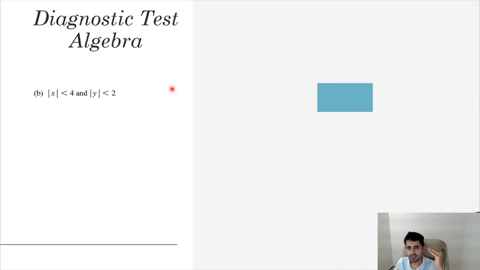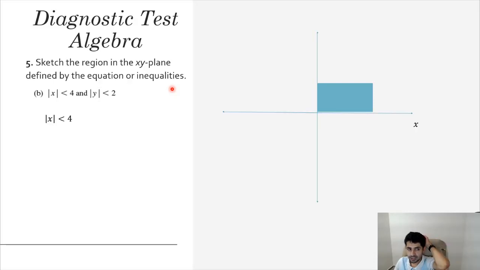Okay, let's move to the next one. B is the absolute value of x smaller than 4 and the absolute value of y smaller than 2. When we have this one smaller than 4, first important thing, I put the dotted line, which means it's not bounding, it's not included in the answer. Pay attention that we are talking about the absolute value. If we move to minus 2, this should automatically be 2. So all the values larger than 0 should be included. So this should be the region for x.